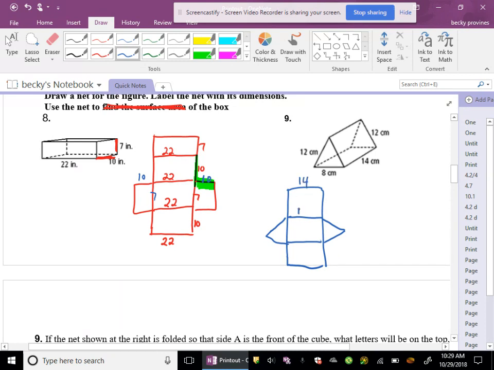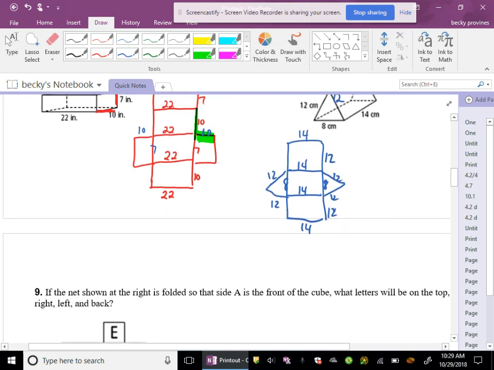These are all 14. And then the sides alternate. Now let's see. We have one side that's 8 and 2 sides that are 12. And this is 8. And these are 12. And that's all you have to do. Just open up the shape, write in the dimensions. Okay.